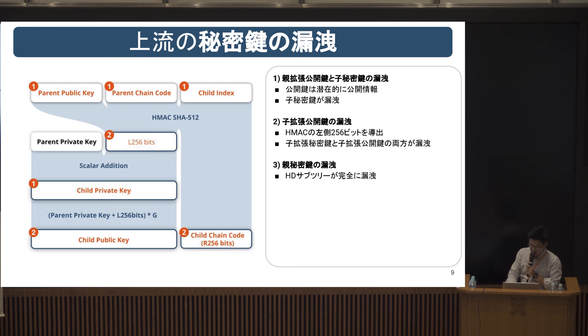So we can compute L256, obviously, because we have the parent public key, the parent chain code, and the child index, everything on the top row. We can derive the left 256 bits, and we can also derive the child chain code. And if you have a look at the child private key right now, what's happening there is that the child private key essentially was the scalar addition of the parent private key and the left 256 bits. We can now reverse that operation, right? So we can derive the parent private key by subtracting the left 256 bits from the child private key. And now the parent private key has been exposed.